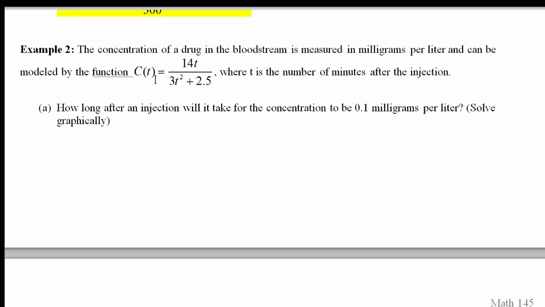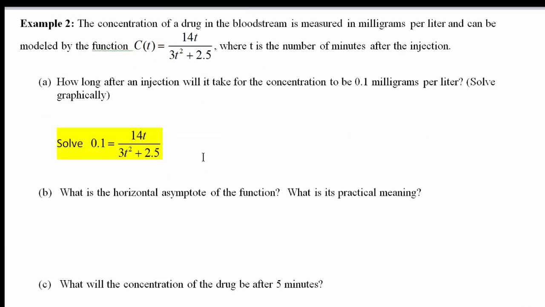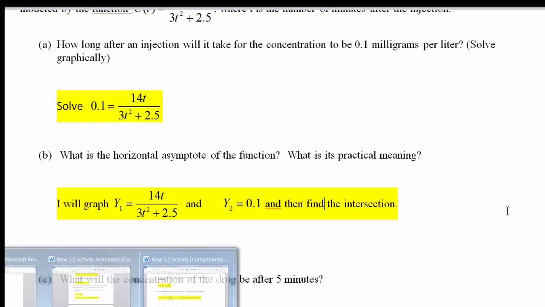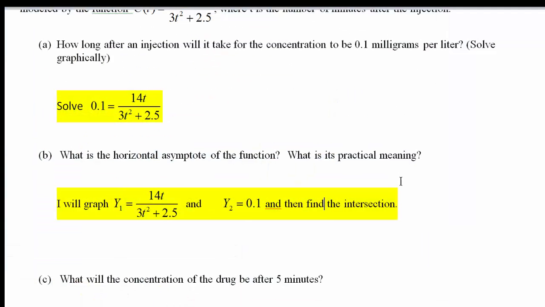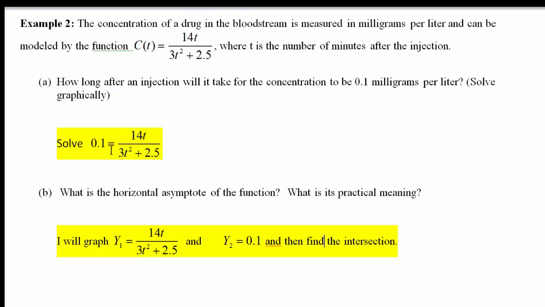We have the concentration of a drug in the bloodstream. It's measured in milligrams per liter, and here's the function. It asks how long after an injection it will take for the concentration to be 0.1 milligrams per liter, and then we're told to solve this graphically. So this is the equation we'd have to solve graphically, and again I'm going to graph the right side and the left side of my equation. My y1 will be 14t divided by 3t squared plus 2.5, and y2 will be the 0.1. I'm graphing essentially both sides of this equation.